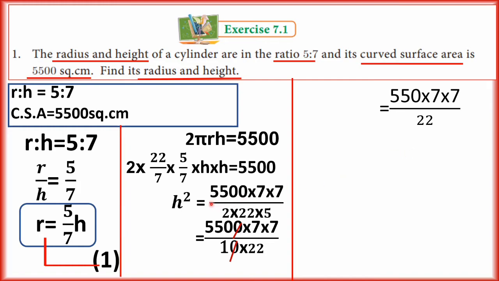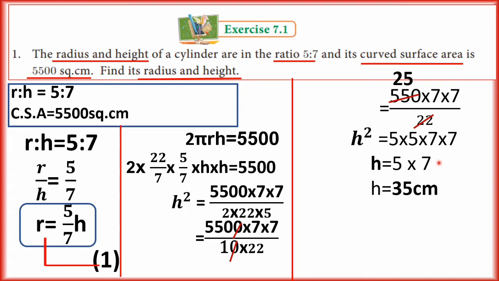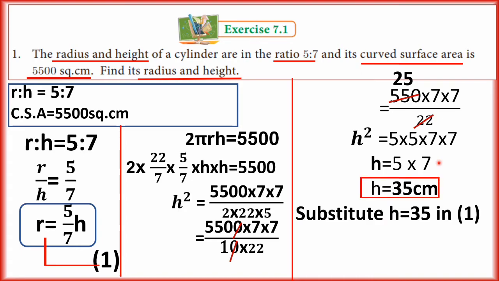We need to find the square root of this one. So keep this 7 and 7 as it is. Cancel this 550 and 22. What happened? 25. So we write this 25 as 5 into 5 into 7 into 7. Let us take the square root. 5 into 7. H is equal to 35 centimeter.